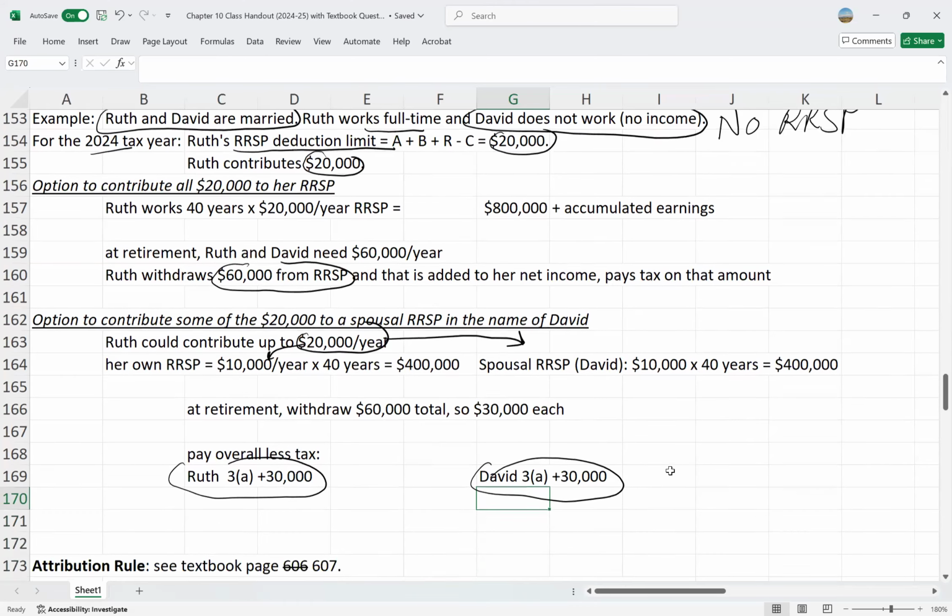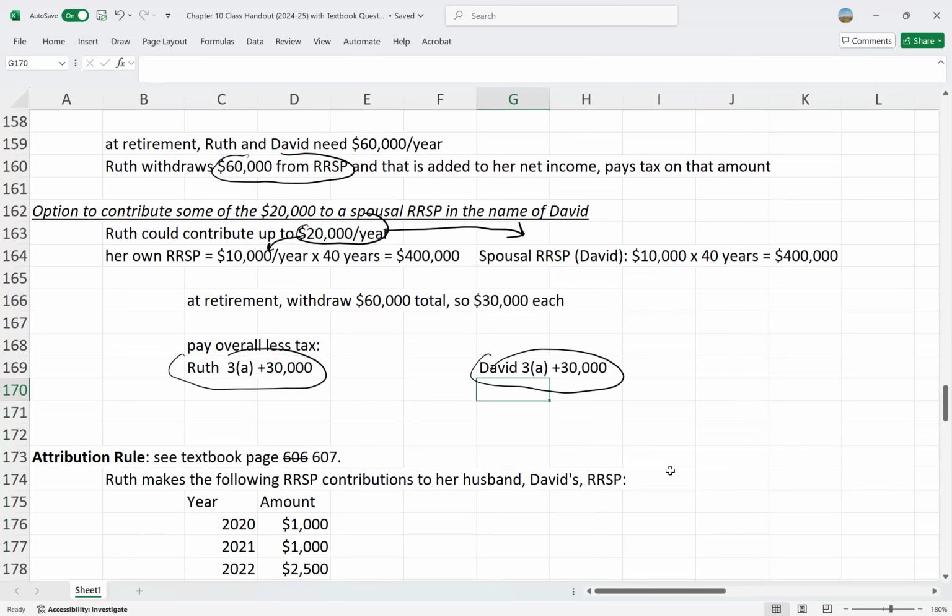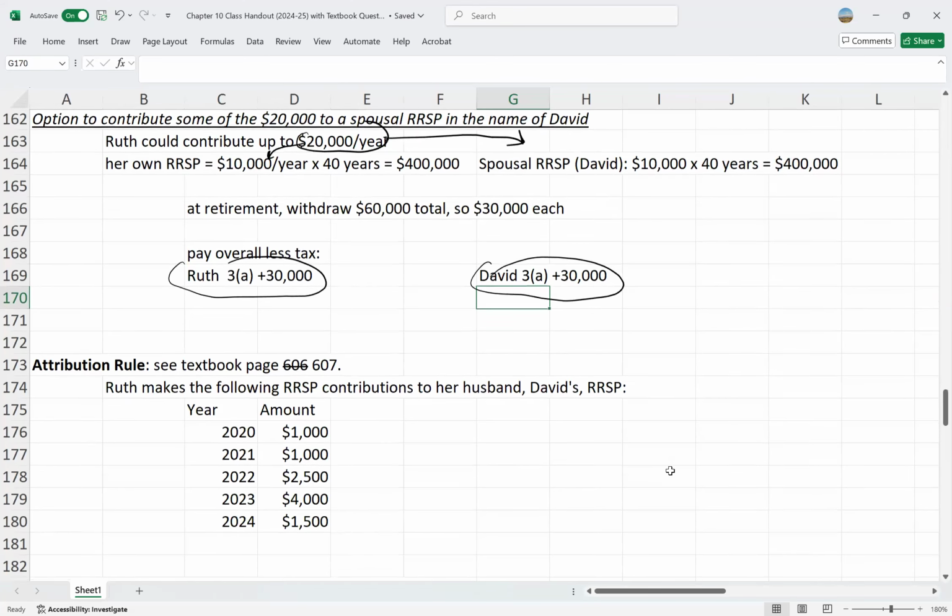Now, there is a rule, though, that talks about attribution. And as you can see, if Ruth was to put the money into a spousal RSP for David, and David does not work, he could take the money out that next year and not pay any taxes. Because remember the basic personal amount, 15,700 and something? He could take that money out and not have to pay any tax on it because of the basic personal amount. So we have this attribution rule.